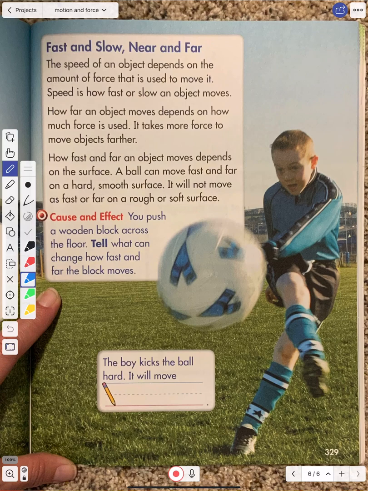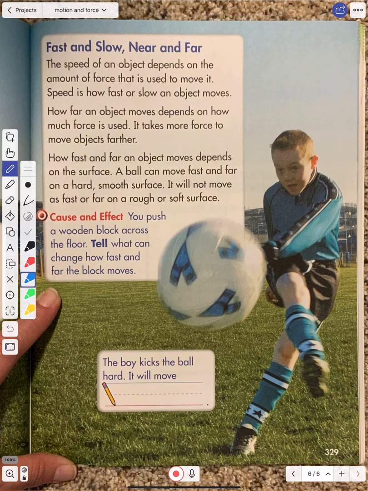Again, we've got a time to stop and think about cause and effect. You push a wooden block across the floor. Tell what can change how fast and far the block moves. Of course, you could push it harder and use more force. We could also change whether we have it on an incline going downhill, or we could change the smoothness or roughness of the surfaces.